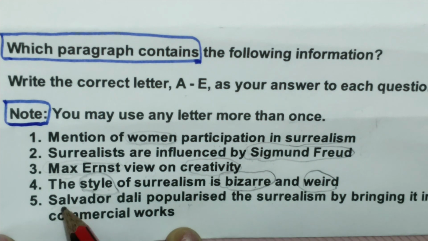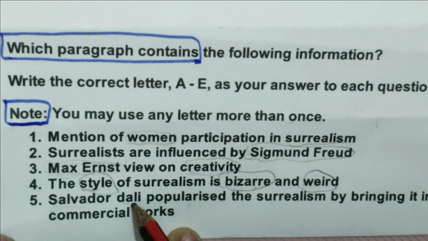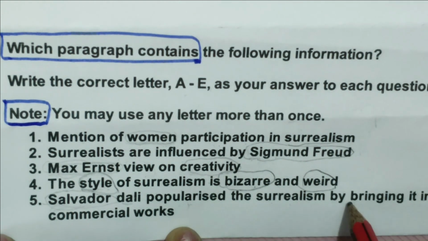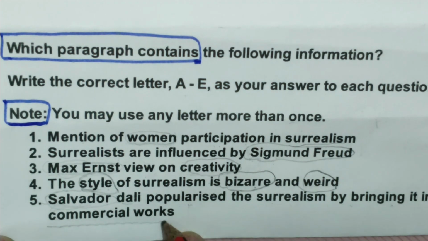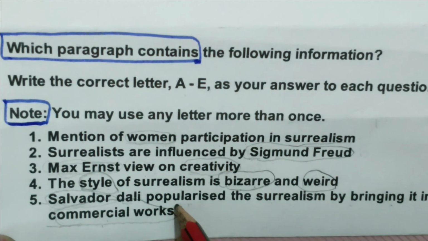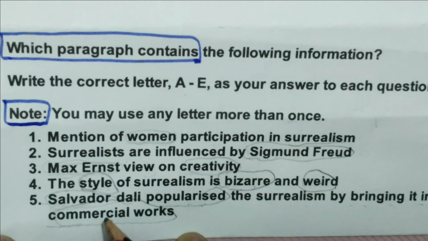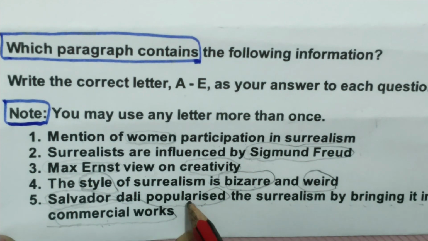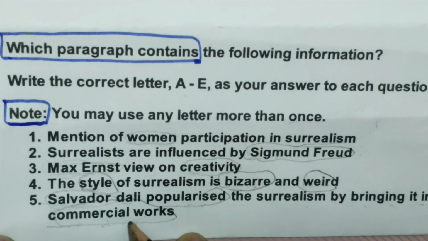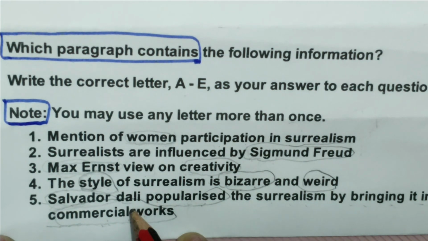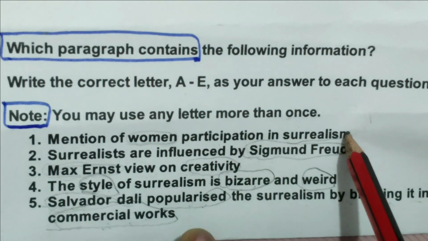Fifth is Salvador Dali. Of course, this person's name is also a keyword. Popularize surrealism by bringing it into commercial work. So these words are the keywords. If in any paragraph these words are there, then match the meaning also, whether he has popularized surrealism by bringing it into commercial work. It means 3 words are there: this person's name, popularized, and commercial work. If you get these 3 words in any paragraph, that will be the answer. Now let's go paragraph-wise.